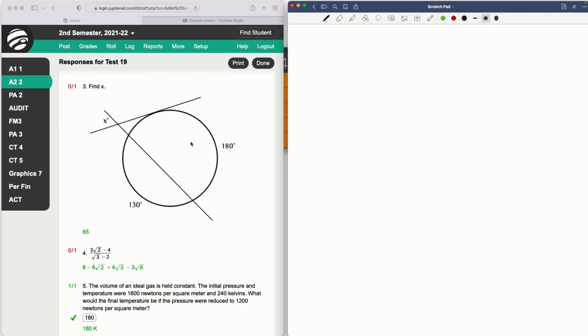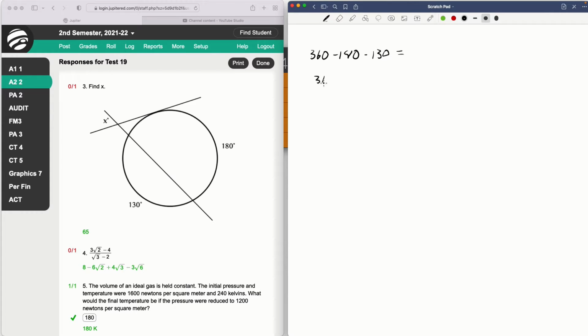So we know that this one is going to be equal to this one minus this one divided by 2. So we've got to figure out what this one is. So we know all the way around is 360. So 360 minus 180, which is this one, minus 130 should equal this arc right here.